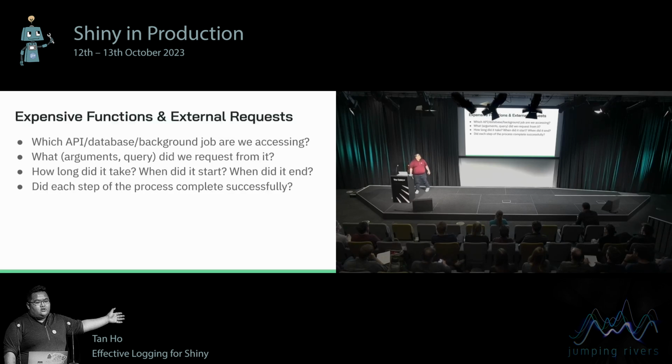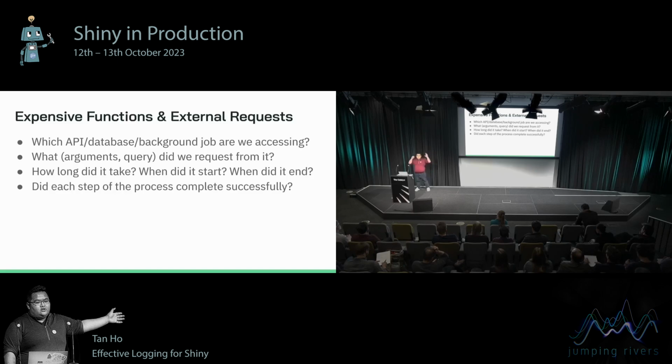Another thing we could log: expensive functions and external requests. Anytime you talk to something else, you want to keep track of what's going on. Which API, database, or even background jobs should be logged like that? What arguments, what query did we request from it? How long did it take? When did it start and when did it end? And lastly, of course, did each step of that process complete successfully? If it's a long process, we've got progress markers and so on.